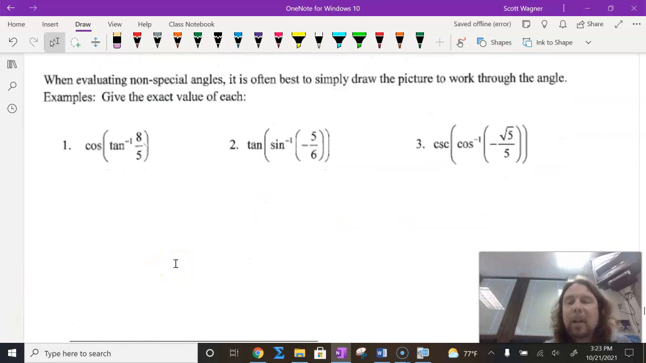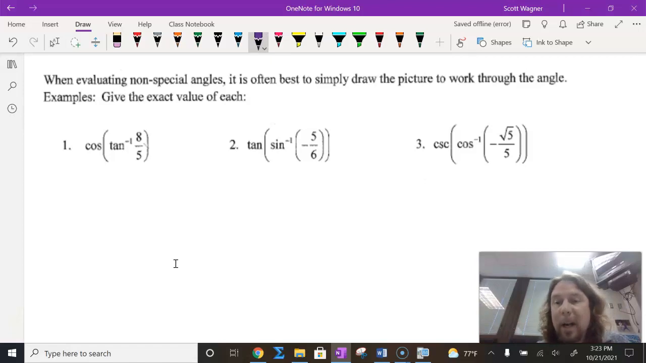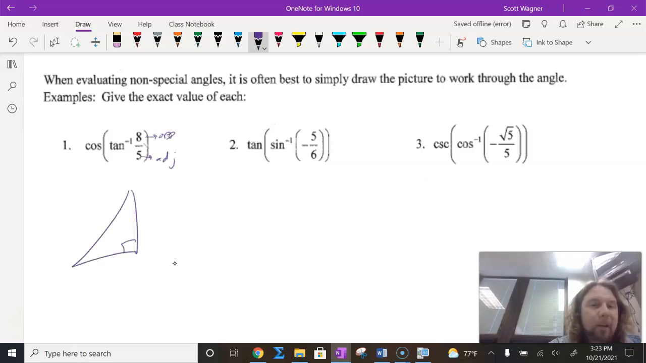Sometimes if you don't have those ratios that work out pretty nicely in your 30, 60, 90 or 45, 45, 90, it might be better just to draw the triangle and work through the problem that way. So for example, the cosine of the inverse tangent of 8 over 5. Tangent has got to be the opposite over the adjacent. So what I would do is sketch out a little right triangle, put theta down in the corner, and say the opposite side's got to be 8 and the adjacent side's got to be 5, and then use the Pythagorean theorem to figure out what the hypotenuse is going to be.